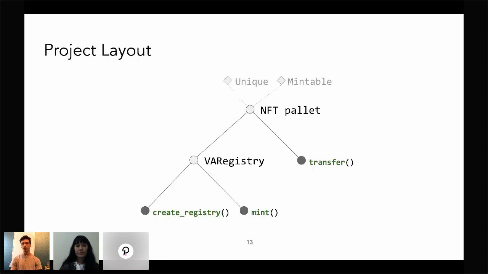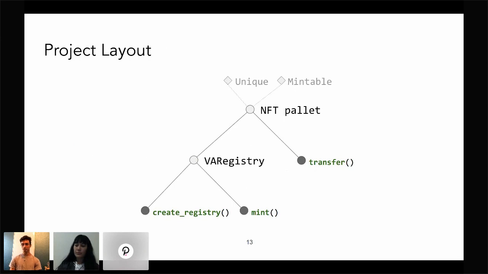So here's the project layout for the chain, for the NFTs at least. And so you can see that we have an NFT palette, and it's a very minimal palette. In fact, all it does is implement the unique and mintable traits of the unique assets library. So it also exposes the transfer dispatchable method. And the reason it does that is because the transfer logic is not going to change based on any specific registry design or anything like that. A transfer is a universal concept across the Centrifuge chain. And so it's exposed at the NFT palette level.